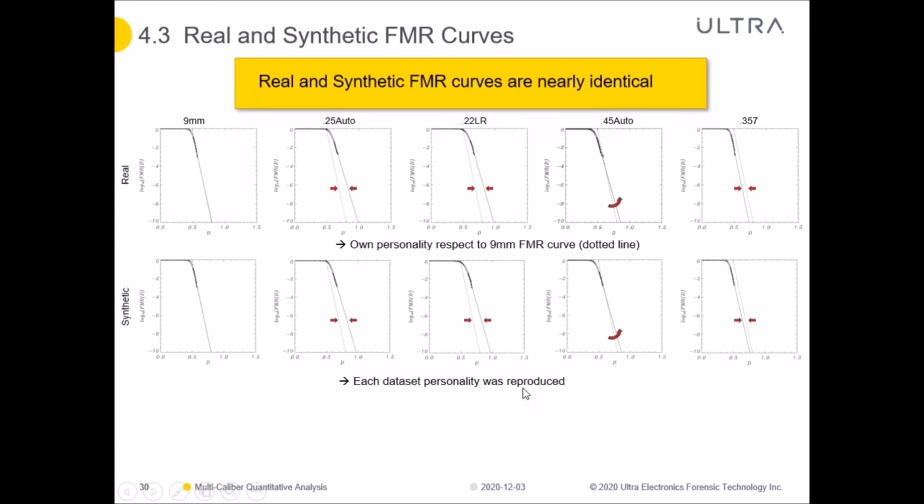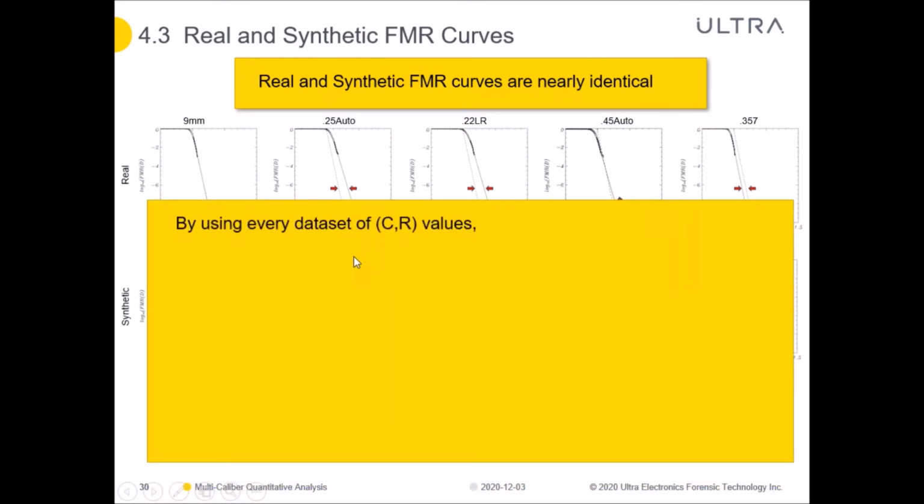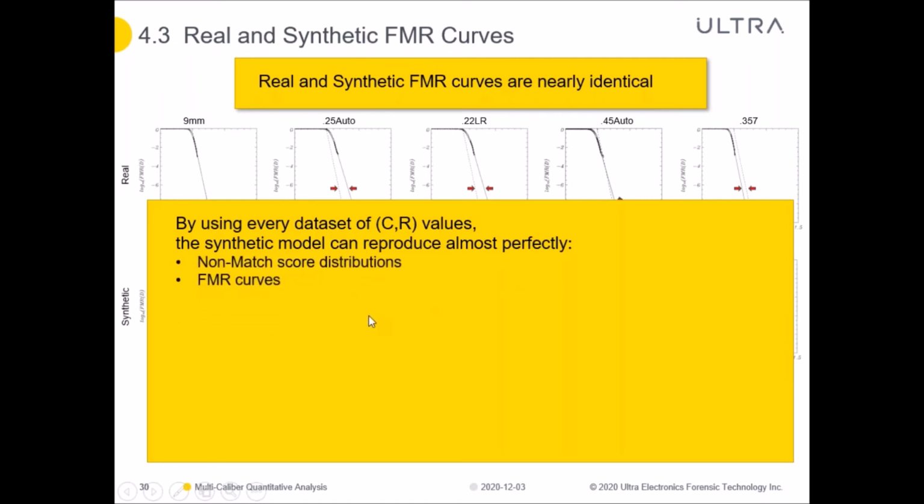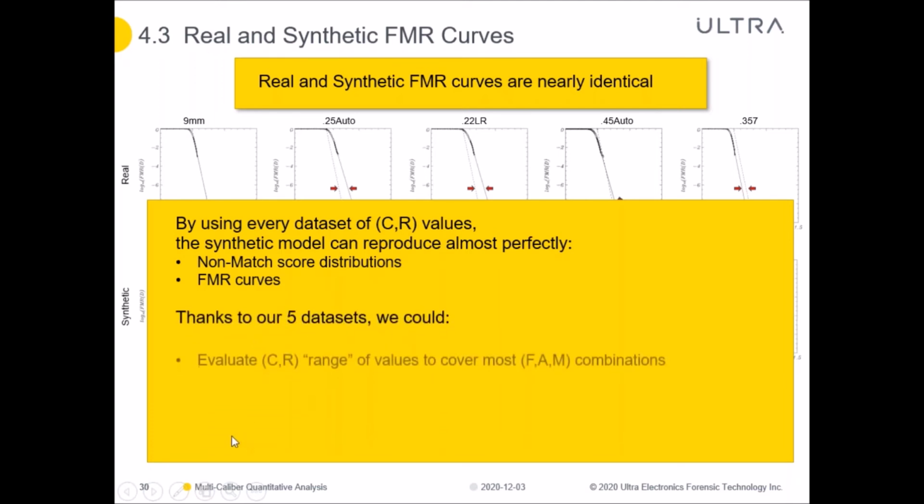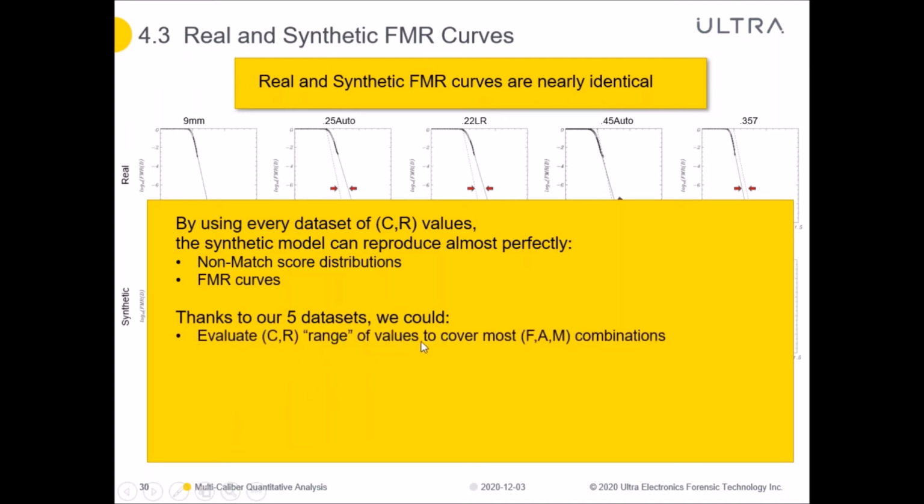I think it's time now to do a little recap of what we've done with our synthetic model. By using every dataset of class characteristics and roughness values, the synthetic model can reproduce almost perfectly first the non-matching score distribution and the false match rate curves. So thanks to our 5 datasets, because of that, we could evaluate the CNR range of values to cover most of the FEM combinations.